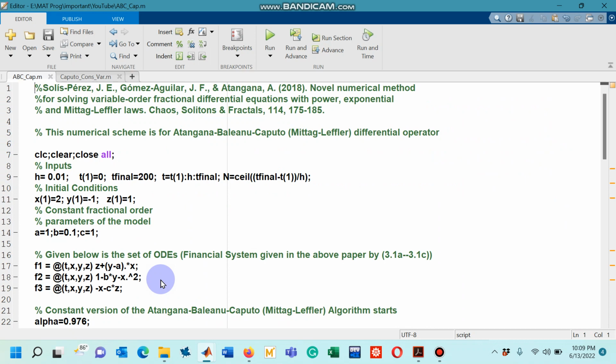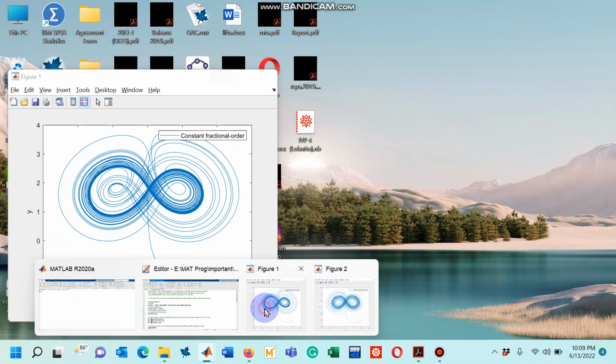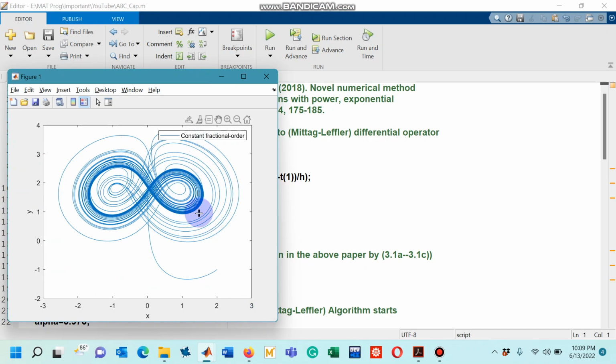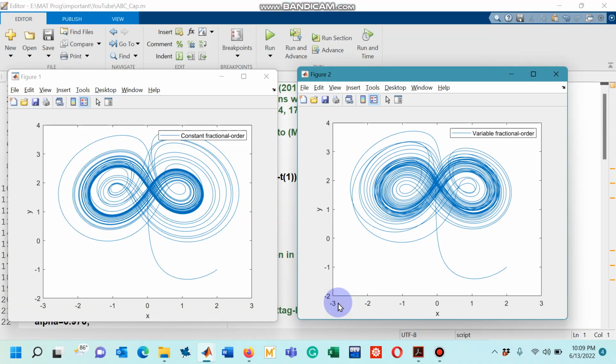Now, the simulations were taking a lot of time, so I have already plotted. Figure 1 is the result for constant fractional order. Figure 2 is the result for the variable fractional order. And if you compare these phase planes with the phase planes given in the research paper under this scheme, you will see that both phase planes are the same. So this is how the numerical scheme can be designed in MATLAB for this last operator given in the research paper with the Mittag-Leffler type kernel.